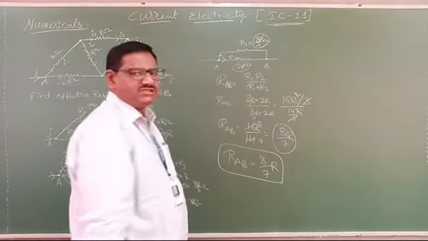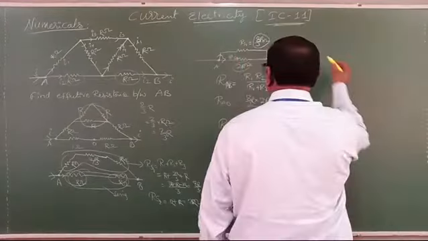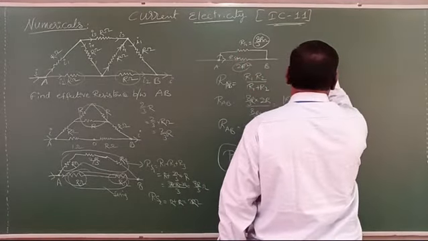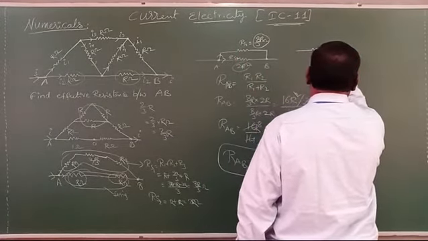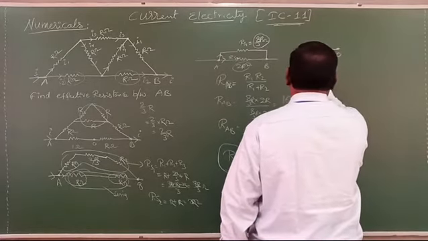The same circuit I will solve in one more way. How is it? Very simple. Now I have a resistance at A, and this point I will treat as O.